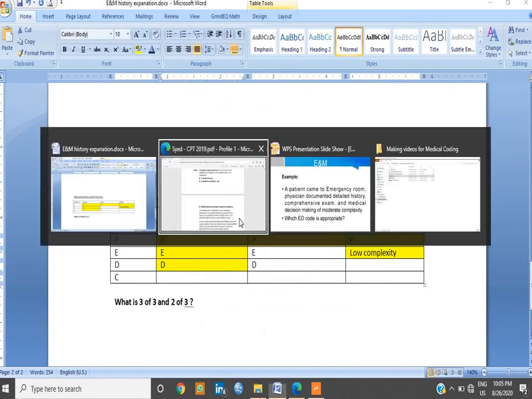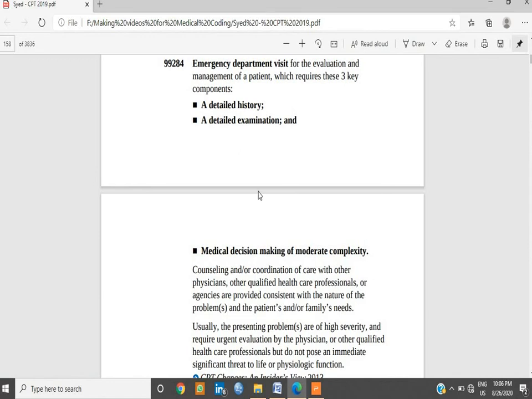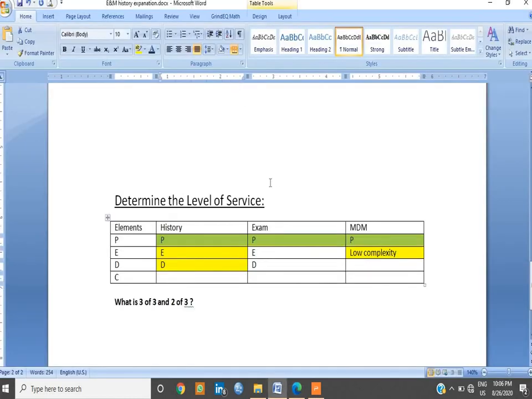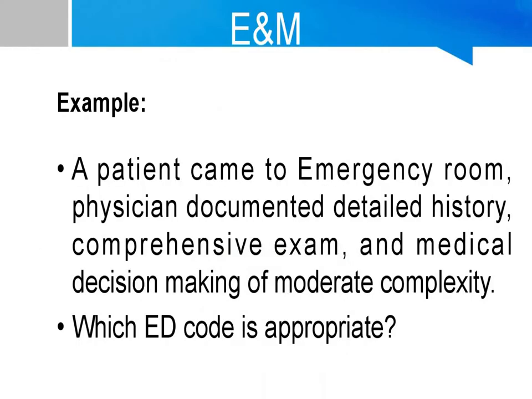So for now we have detailed history, not comprehensive exam. We will take detailed exam and moderate complexity. We have detailed history and moderate complexity and comprehensive exam, but we cannot go for the comprehensive exam. That's why we will take only detailed history, detailed examination, and moderate complexity MDM. So the code would be 99284. Okay, all right, let's go ahead.